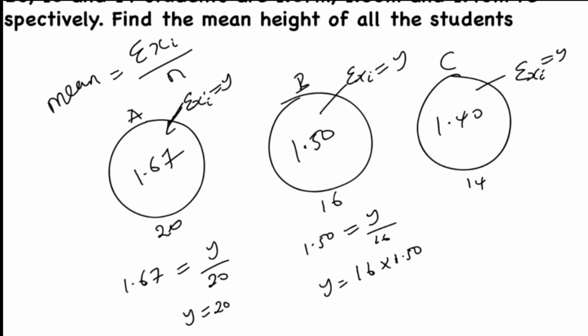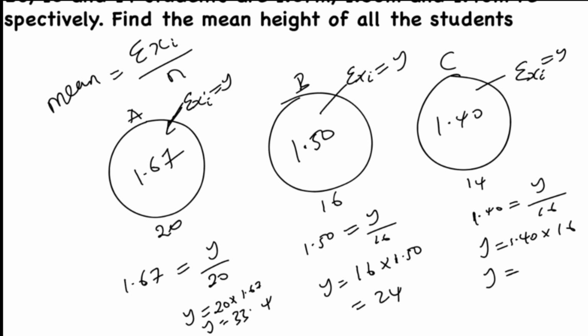Just as this one is what? 20 multiplied by 1.67. Then this one is what? 1.40 equals to y over 16, meaning y equals to 1.40 multiplied by what? 16. So when you add all this together, the value of y here will give you, that is what? 20 multiplied by 1.67. The answer is what? 33.4. The next one is 16 multiplied by 1.50. The answer is what? 24.